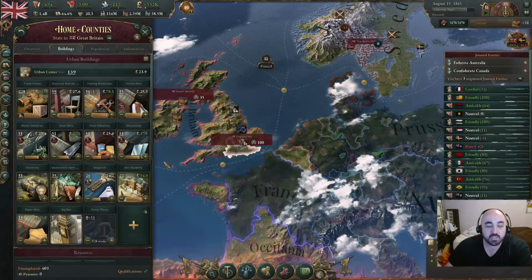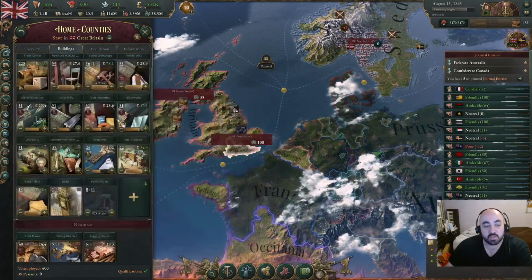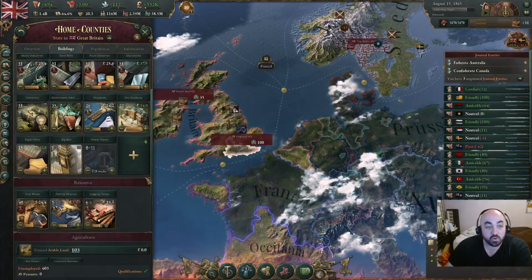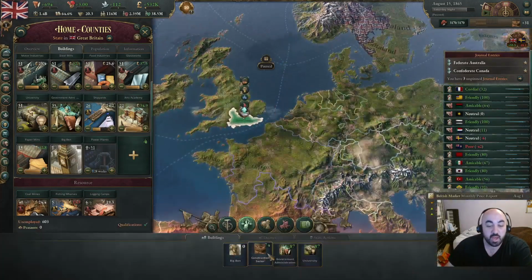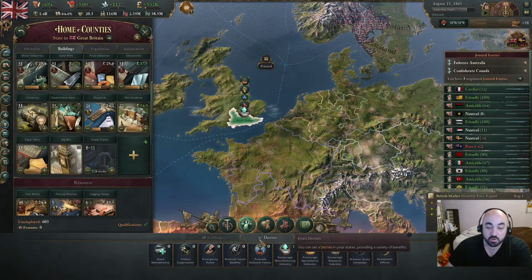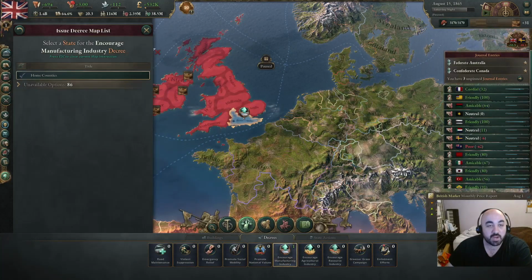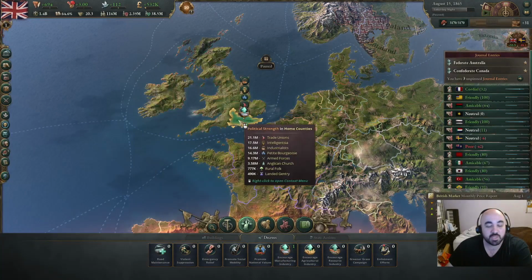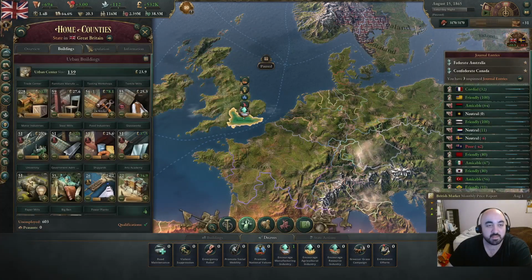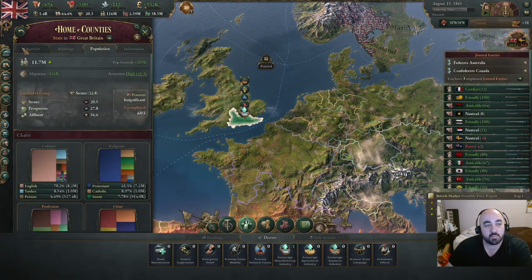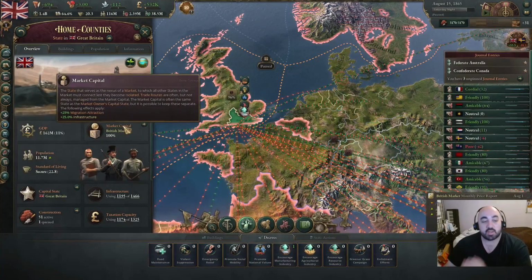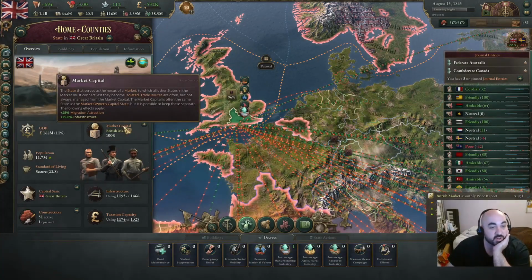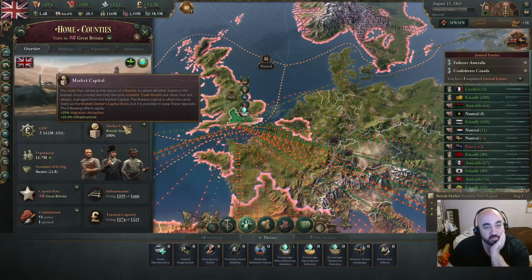A further extension of this is, if you could build all your manufacturing in your capital, it would be even better. You go to decrees and you slap down encourage manufacturing in the capital, because the capital has some special bonuses. The capital gets the market capital, assuming you have market and state capital the same, it gets migration attraction and infrastructure, plus 25% to both.